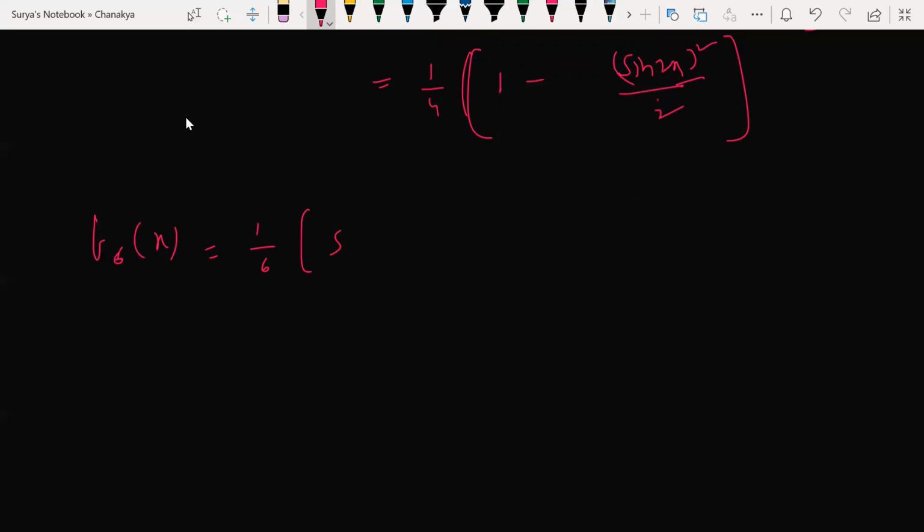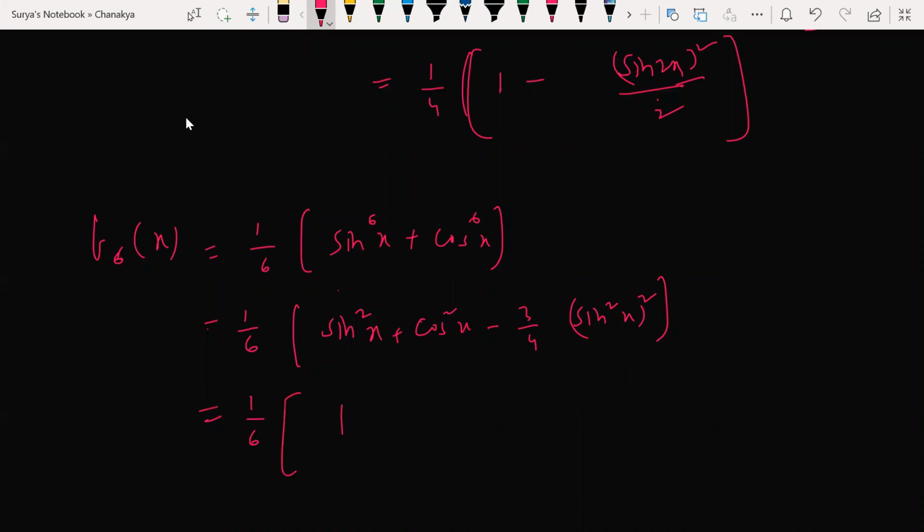Which is equal to 1 by 6 of sin to the power of 6x plus cos to the power of 6x. Correct? So this can be solved how? Now using the a cube plus b cube formula, it can be written like this, minus 3 by 4 (sin square x) whole square. I applied the a cube plus b cube formula. If you simplify further, this is what I'll be getting. Now here 1 minus 3 by 4, here sin square x cos square x, sorry.